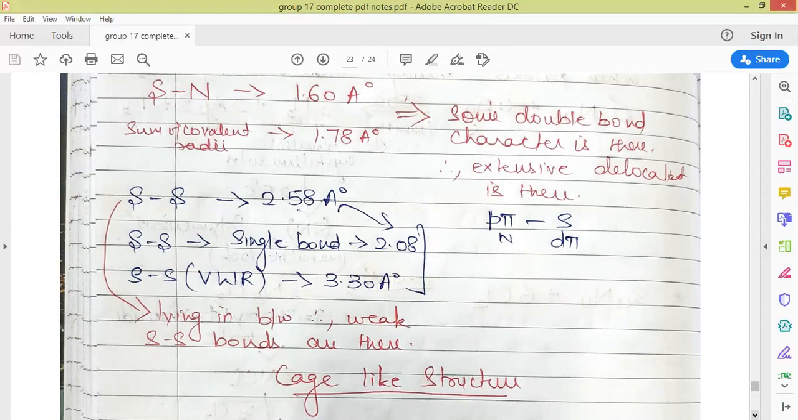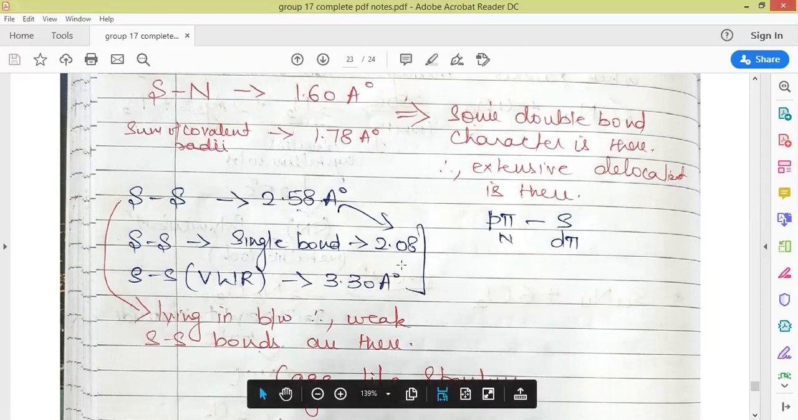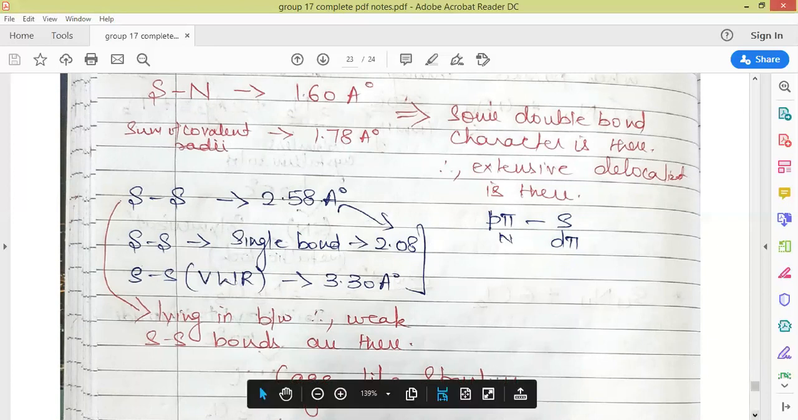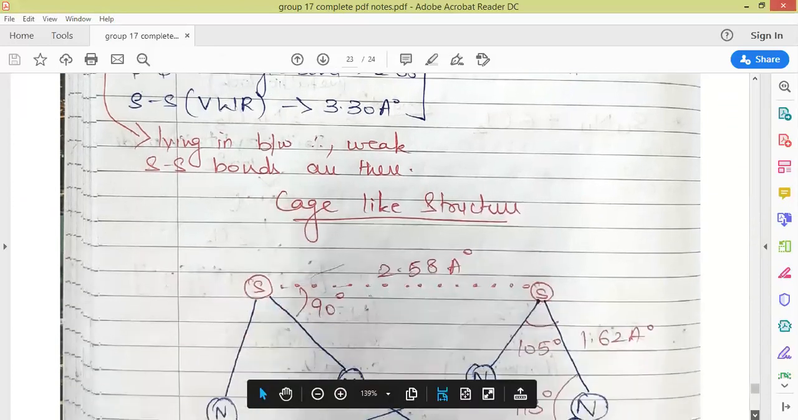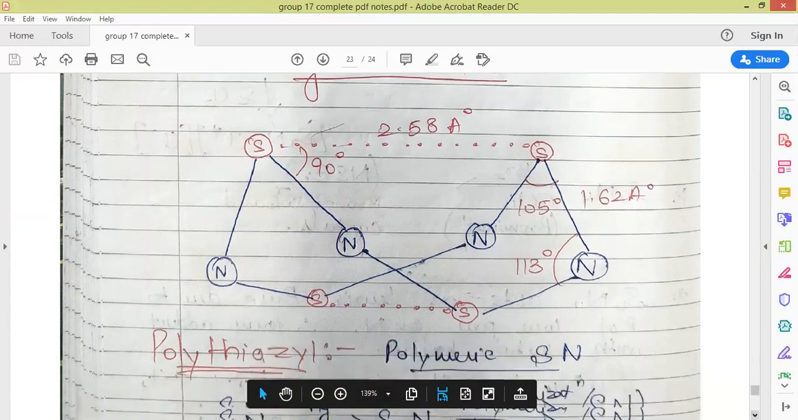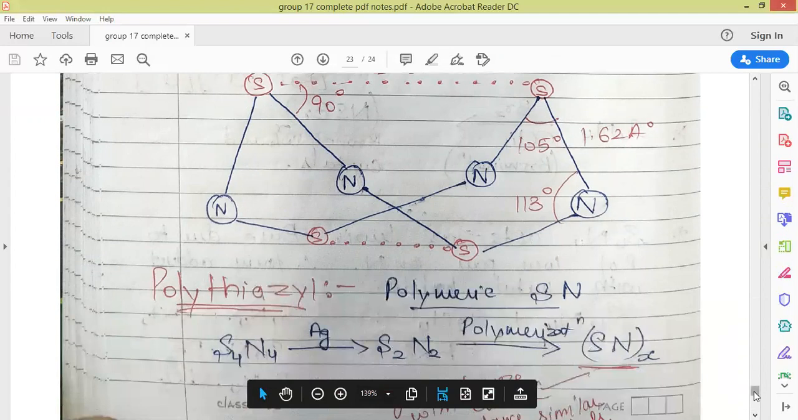Further, the S-S bond distance in this structure is 2.58 angstrom, which is bigger than the single bond S-S distance, which is 2.08, and lesser than the van der Waals distance for S-S, that is 3.30. So it lies somewhere in between the van der Waals and single bond. So there is a weak bond between the sulfurs, having a bond length of 2.58. These bond angles have been mentioned here. So it has a cradle-shaped cage-like structure. This is all about the structure of S4N4.